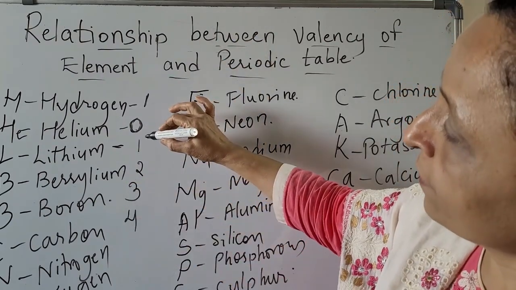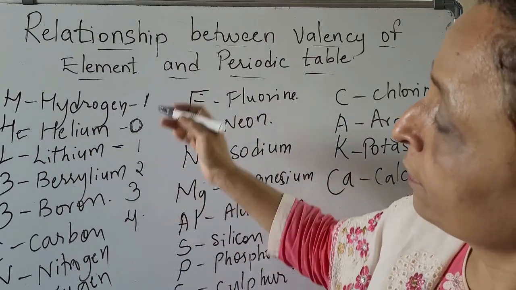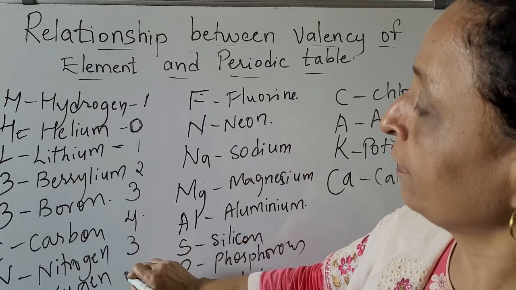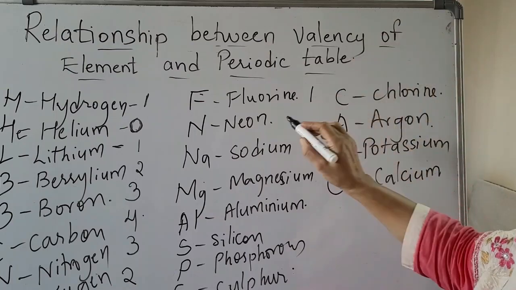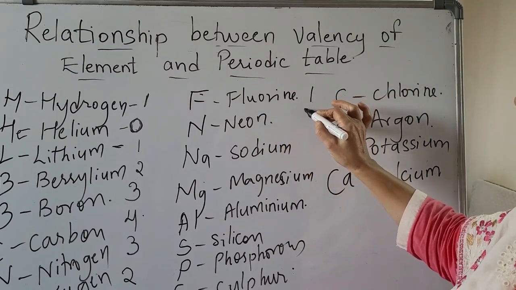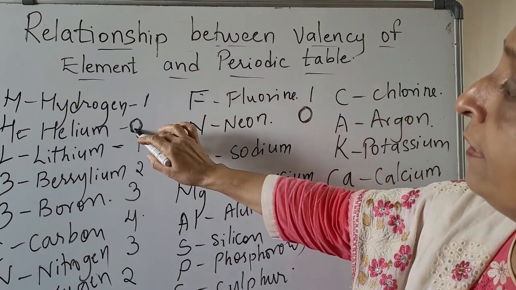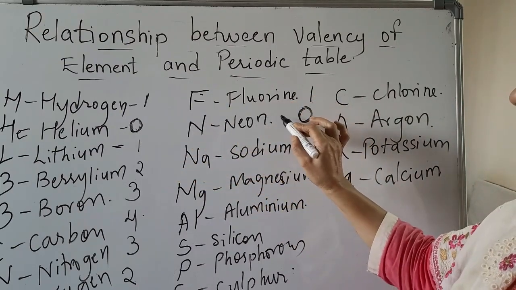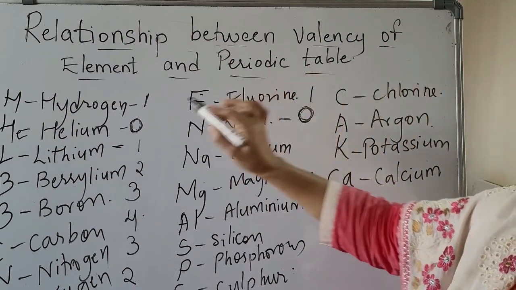See, the valency is increasing: 1, 2, 3, 4. Now, after 4, again it will become 3, 2, 1. Now, after 1, it will become 0. Even neon, like helium, is a noble gas. It does not react. It has valency 0. So, it does not want to react.